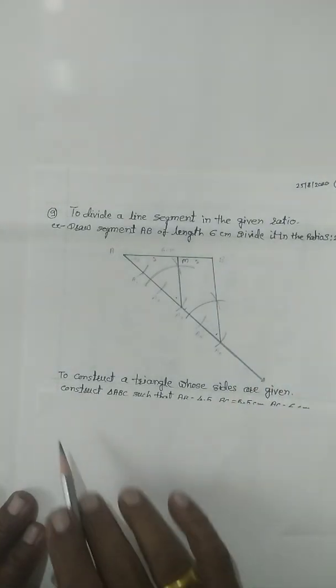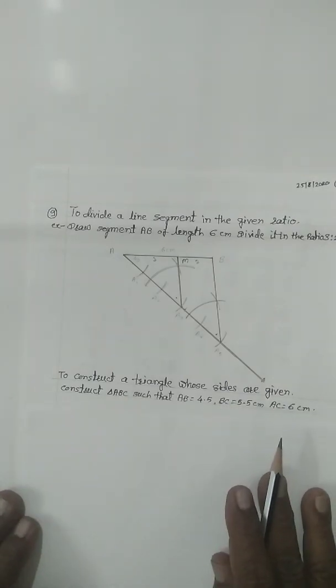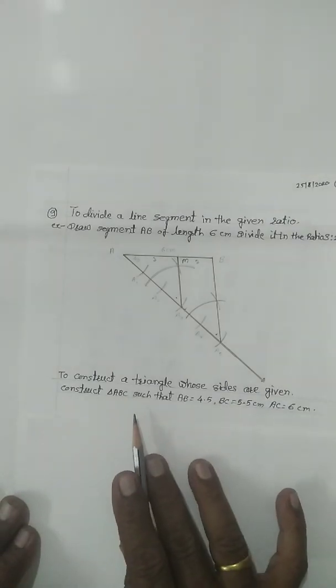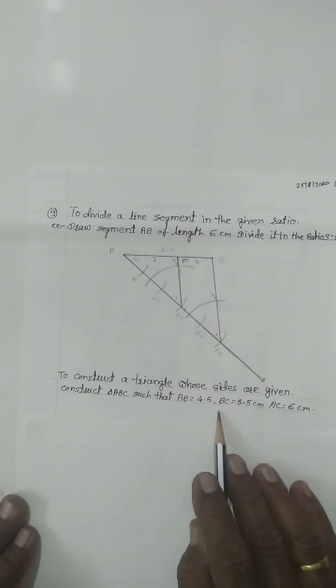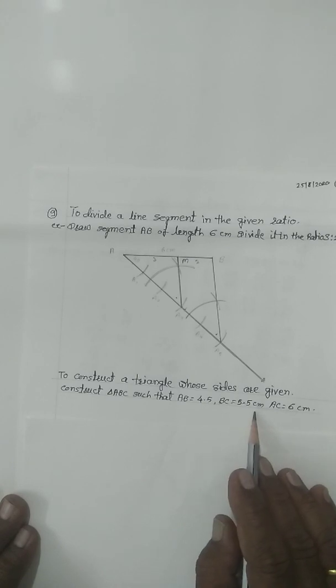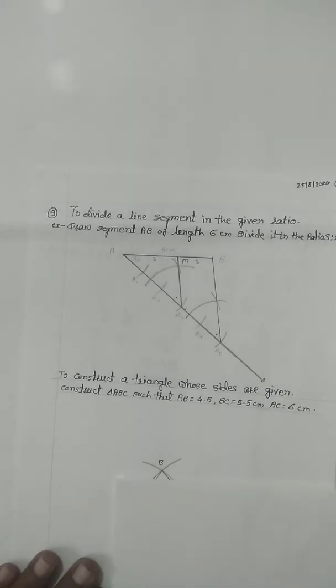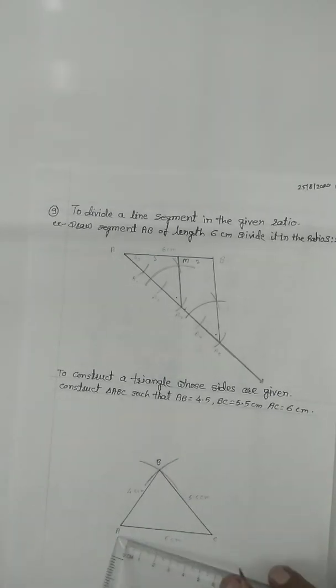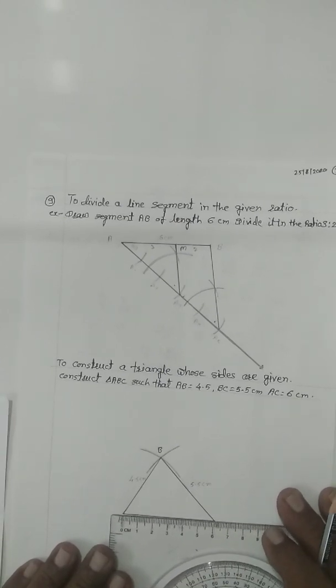Then we see the construction to construct a triangle whose sides are given. Construct triangle ABC such that AB equal to 4.5 centimeter, BC equal to 5.5 centimeter, AC equal to 6 centimeter. Means three sides of the triangle are given. Firstly, draw the bigger side of the triangle, that is the 6 centimeter. In this way we draw the 6 centimeter side.